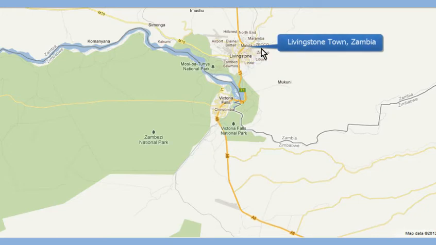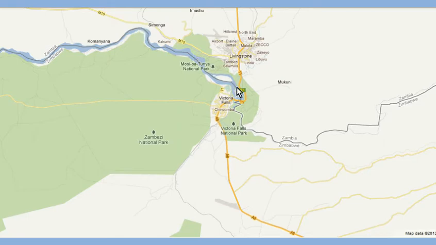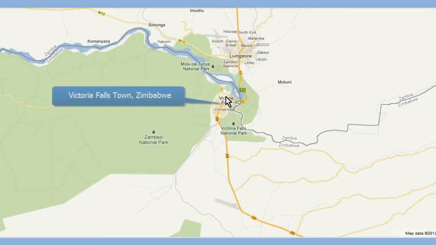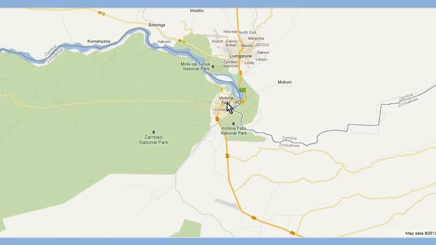This is the town. This is Livingstone Town in Zambia. This is all Zambia. North of the Zambezi here is all Zambia, and this is all Zimbabwe, south of the Zambezi here. So you can see this is Livingstone in the north in Zambia, and this is Victoria Falls town, which is the Zimbabwean town on the south bank.